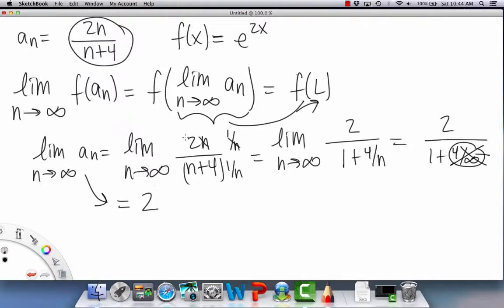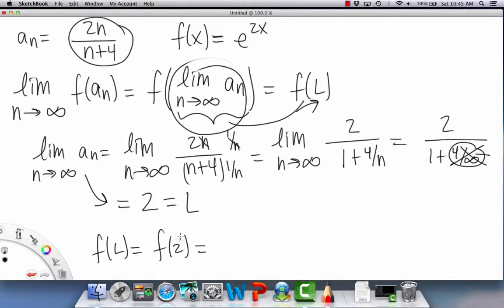So this was the inside parentheses, this is our L. 2 equals capital L. So then we just have that f of L equals f of 2. We're just going to plug in 2 for the x spot. So now e to the 2x becomes e to the 2 times 2, which equals e to the 4th. And that's our answer. That was pretty simple. Alright, so now on to the next topic.